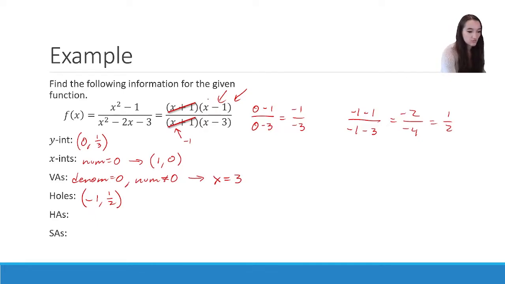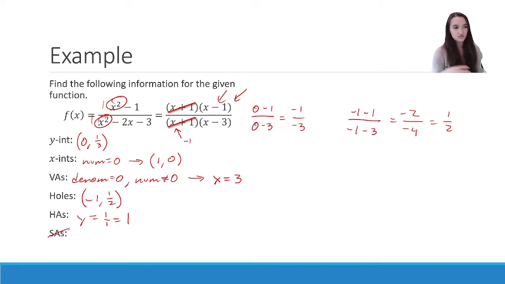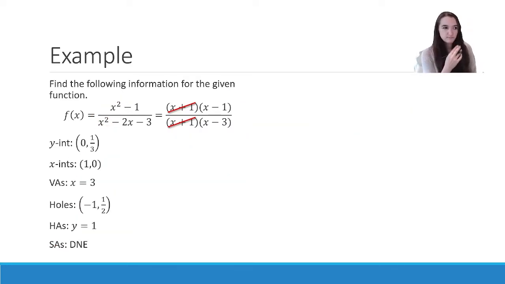For the horizontal asymptote, we can see the degree of the numerator and denominator are the same. When the degree is the same, I get an asymptote at the ratio of the coefficients of the leading terms. The coefficients are 1 and 1, so in this case, we get y equals 1 over 1, which is 1. And if I have a horizontal asymptote, I don't get a slant asymptote. There's none. And so that's all of our information that we can get from this.